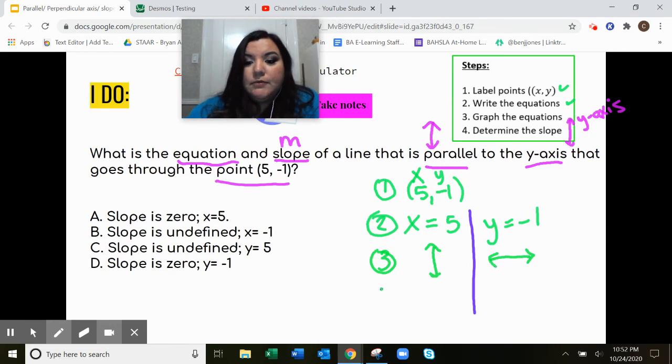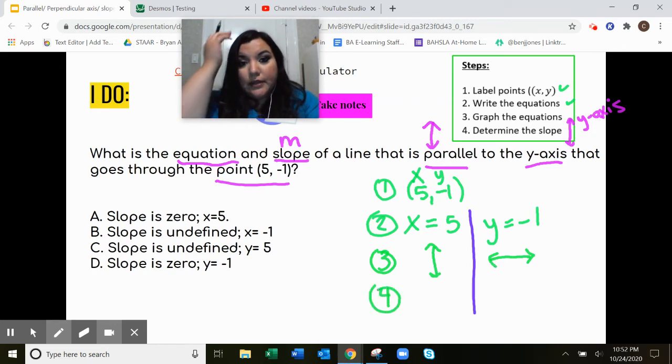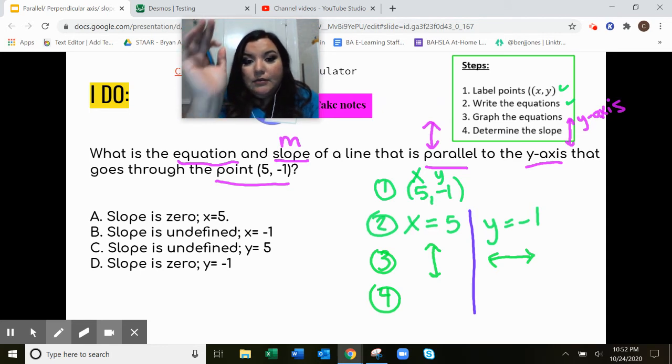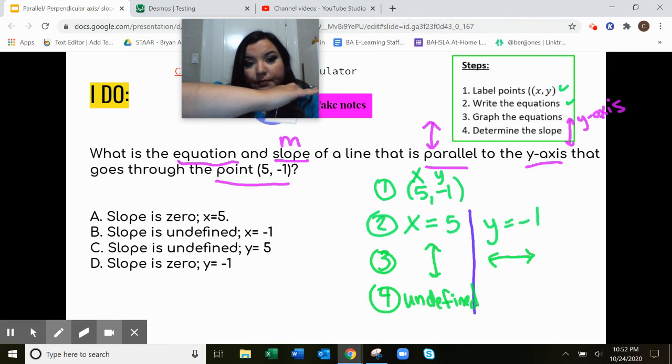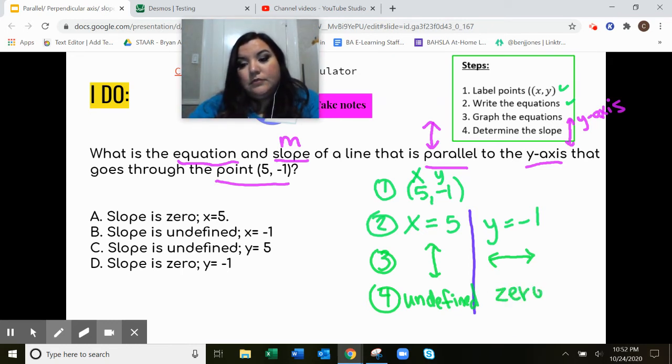All right, and then step number 4 is to determine the slope. So you guys have to memorize that if it's a line that is going up and down, the slope is undefined. So let's write that there. And if the line is horizontal, then the slope is 0. Undefined, 0. Undefined, 0.